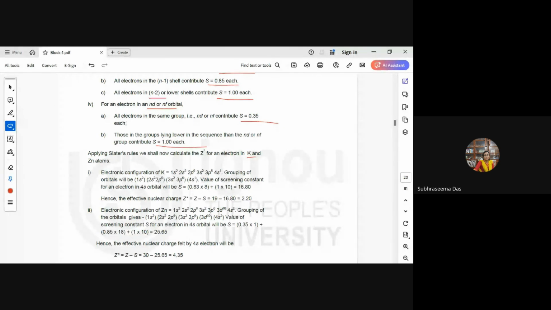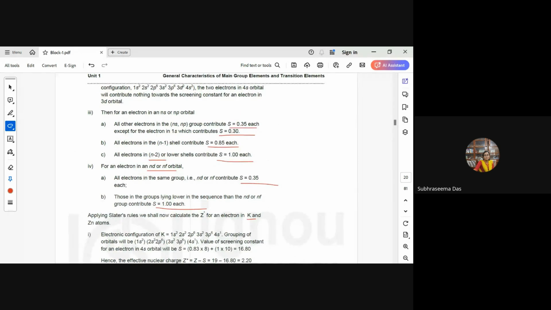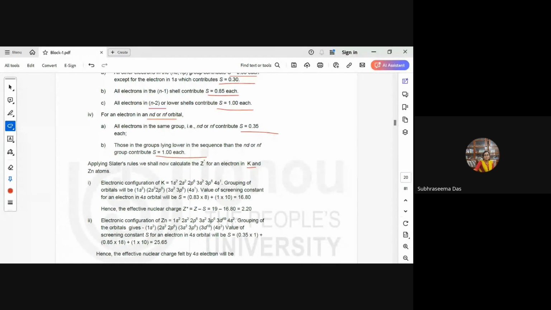Now the grouping of the orbitals will be done. We will group the ns, np, nd, nf orbitals accordingly to the values of n. Now we will substitute from Slater's rule the particular values of the screening constant. We look into the electrons and we find that the value of S for the electron in the 4s orbital is given as 16.8.